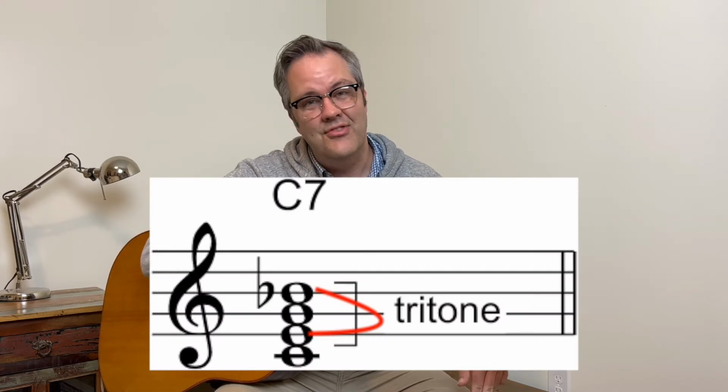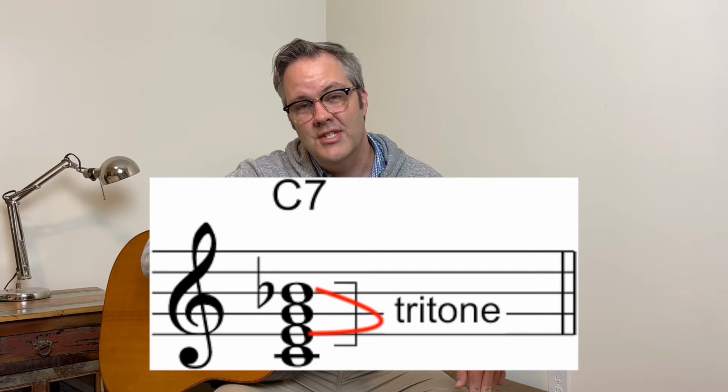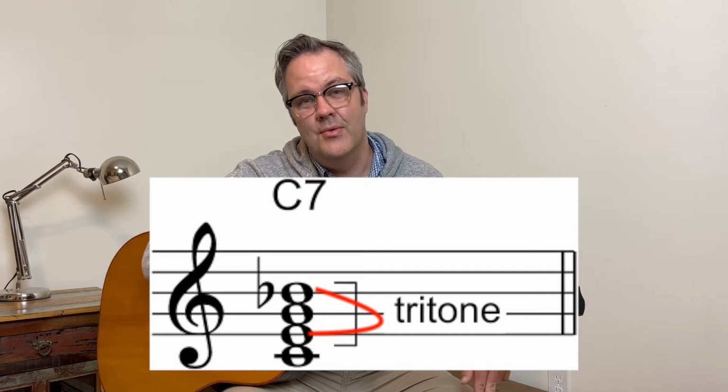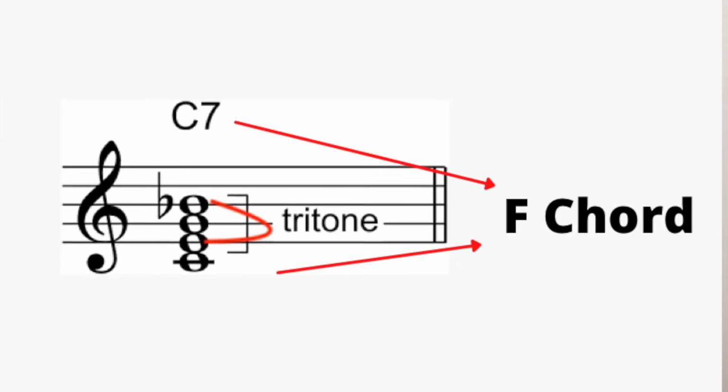Okay, so let's look a little deeper. Tension is created by the notes that make up the dominant chord. The space between the 3 and the flat 7 in the chord creates what's called a tritone. And this is a very unstable interval that wants to resolve to the 1 chord.